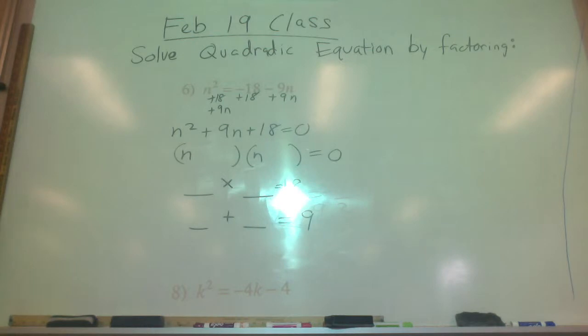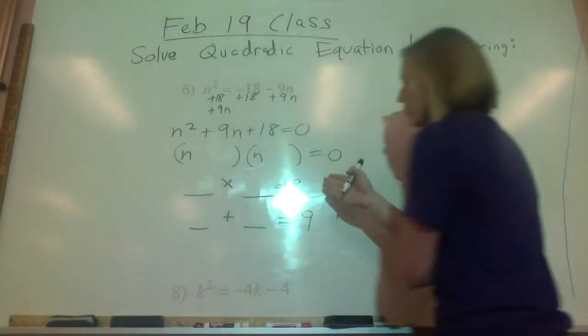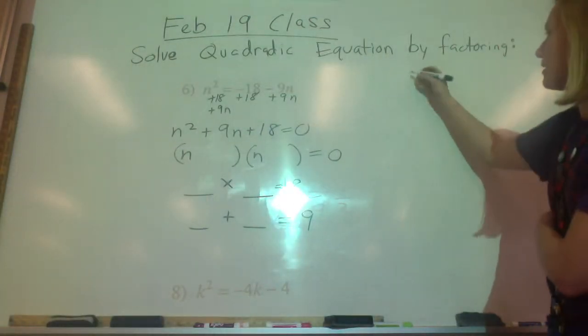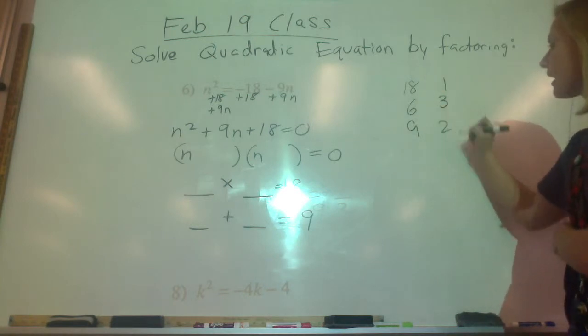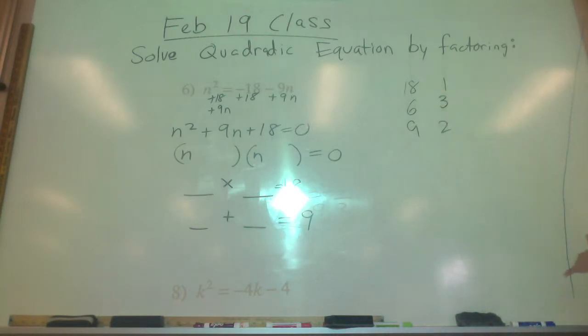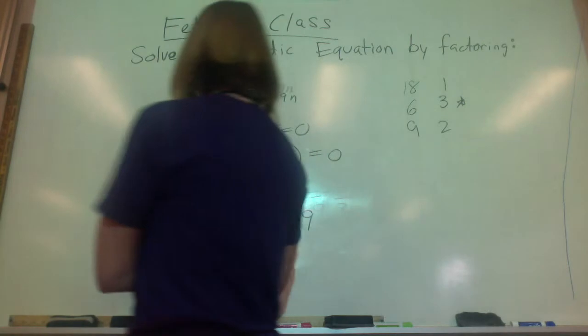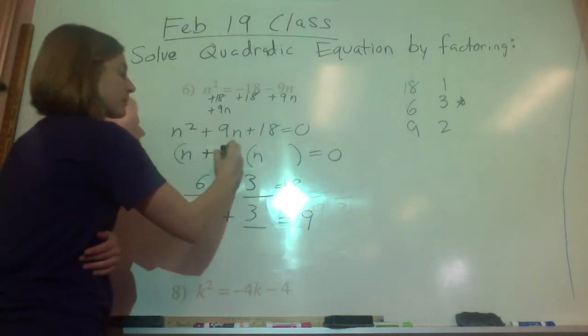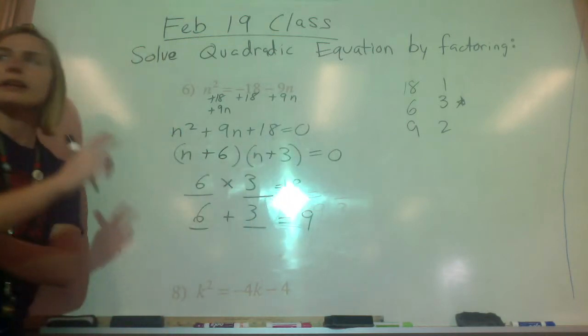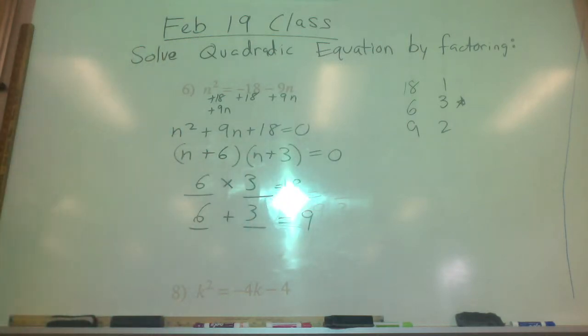So what numbers when multiplied together give us 18 and when added together give us 9? If you don't know, you can always just write down lists. Well, what multiplied gives us 18? You have 18 and 1, 6 and 3, 9 and 2, and then you look at that. When I add any of those together, which ones add to 9? 6 and 3. And they both can be positive, so they're both going to be plus 6, plus 3. And again, it doesn't matter which order they go in. It could be plus 3, plus 6.